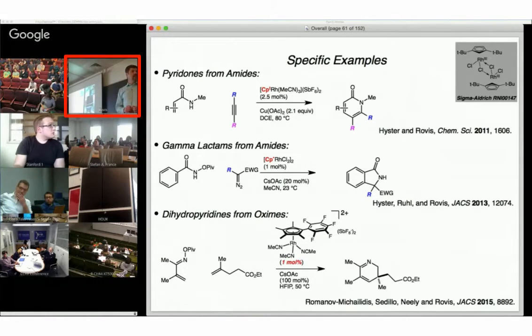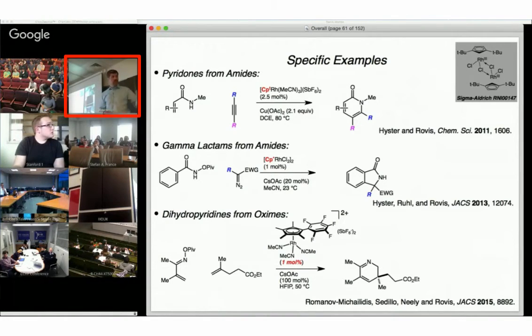And then we've shown you can make things like dihydropyridines in very recent work from our lab published last year with these oxime esters. CsOAc is the best base, hexafluoroisopropanol at 50 degrees. And we introduced, in this particular case, as you can see, a pentafluorophenyl Cp-star analog. Next slide.